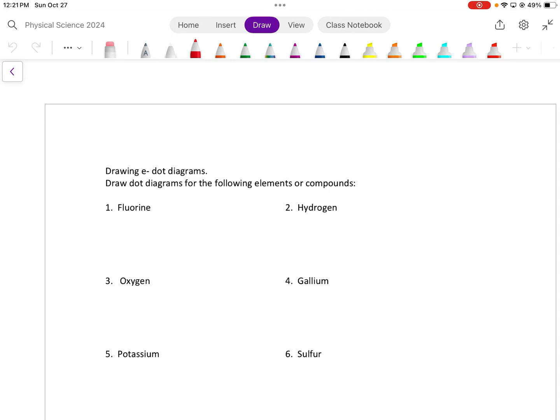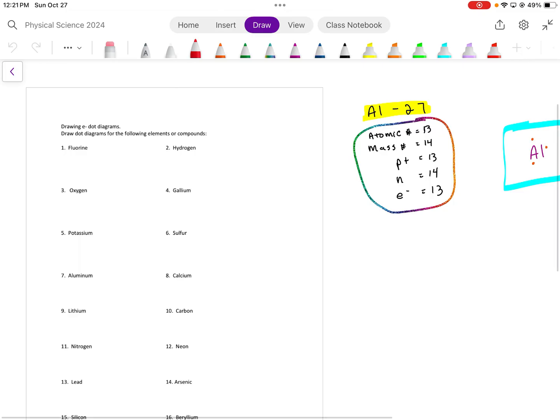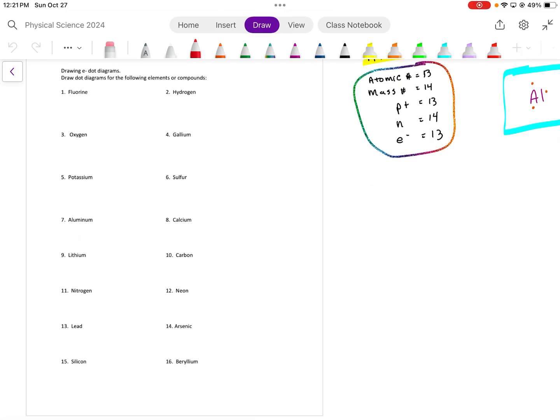Next, what I'd like to show you guys is the homework sheet on dot diagrams. You should have moved this over from Schoology. Here it sits. There's just a few examples here, 16 of them. Looks like a lot, but as you've seen, these do go kind of quickly.